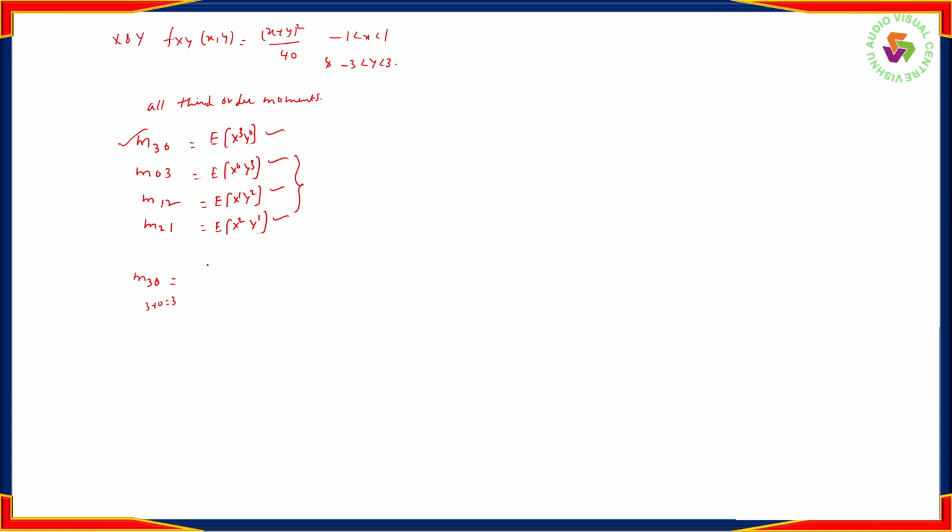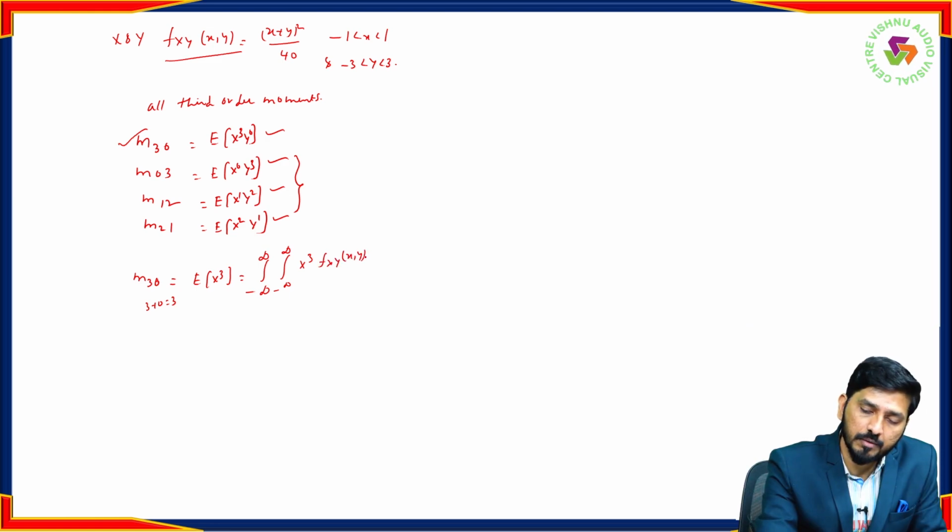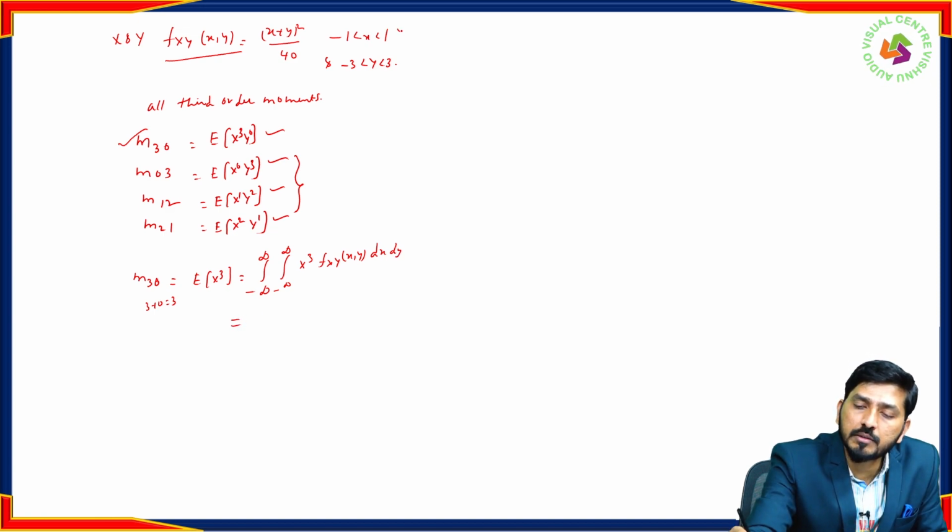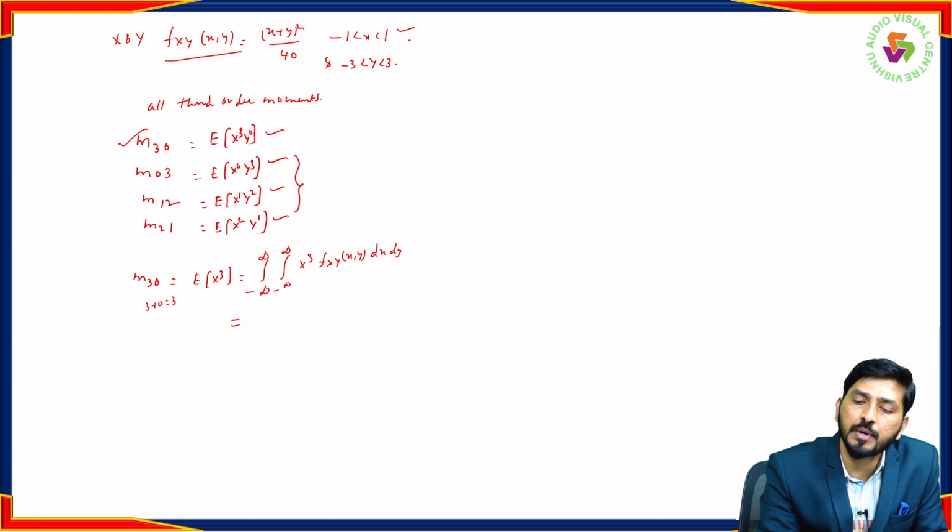Now M30 can be written as expectation of x power 3 and y power 0, that is no need to write. Now as per the formula of joint density function, you need to write two integrals, one for x and one for y. Even though the y term is not there, you have to write, because you have got the joint density function, minus infinity to infinity and minus infinity. X power 3, the joint density function f(x, y) dx dy. So the limits are given as, for x, minus 1 to 1, and for y, minus 3 to 3.